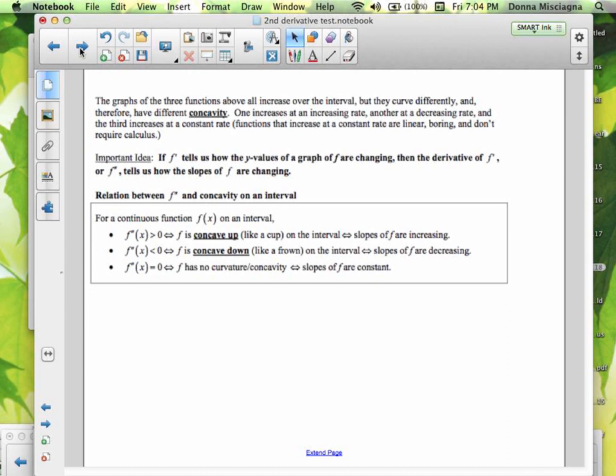So the relationship between the second derivative and concavity on an interval. For a continuous function f of x on an interval, if the second derivative is greater than 0, our function is concave up like a cup on the interval, and the slopes of f are increasing. If the second derivative is negative, then f is concave down like a frown on the interval, and the slopes are decreasing. If the second derivative is 0, the function has no curvature or concavity, and the slopes of f are constant. So now our second derivative is going to tell us all about concavity.